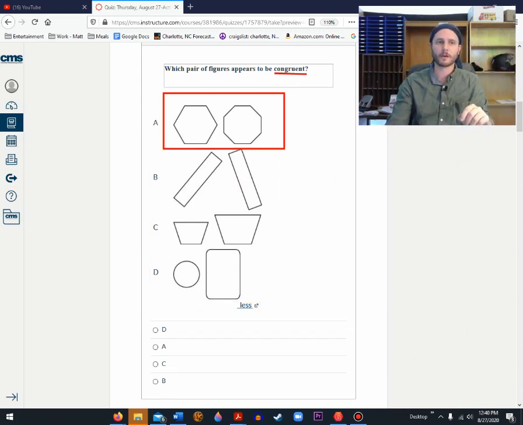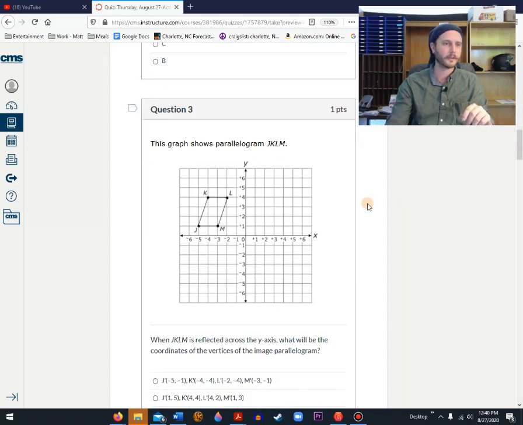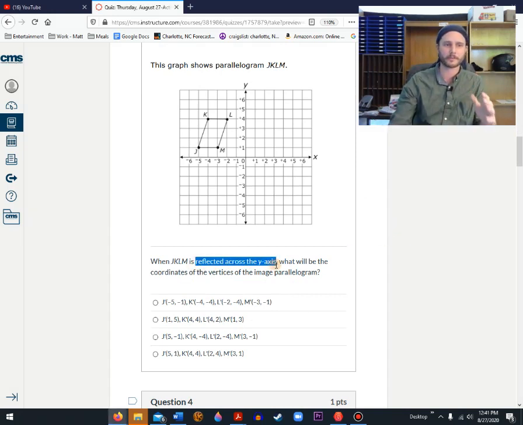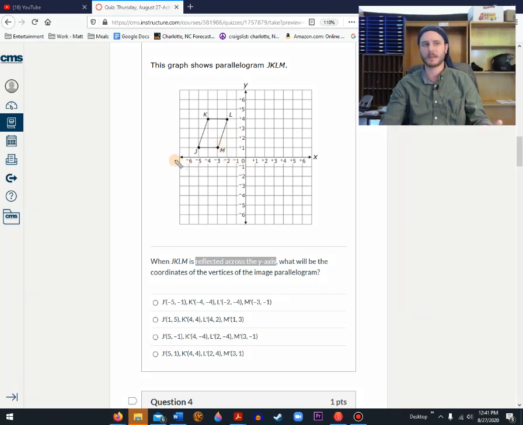Moving on to question number 3. It shows this parallelogram JKLM, and it is going to be reflected across the y-axis. And it wants to know what will be the coordinates of the new parallelogram. For this problem, all we're going to do is reflect this shape. An easy way to know how to reflect is to choose the line that you are going to be reflecting. This is the x-axis, so nothing should end up down here.